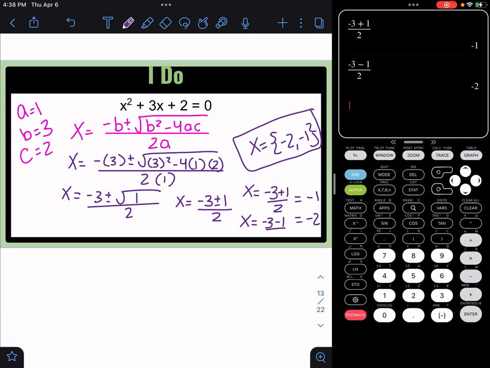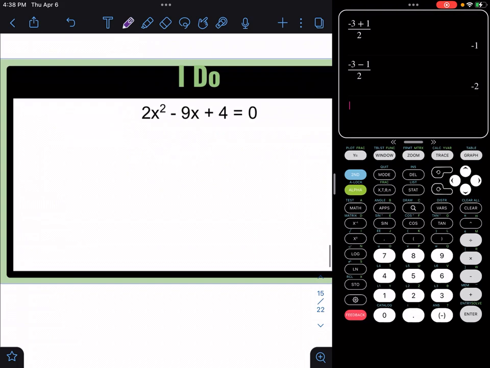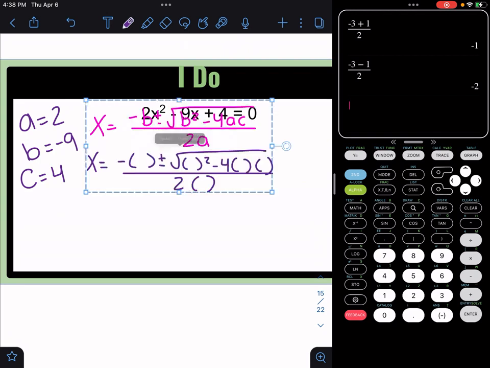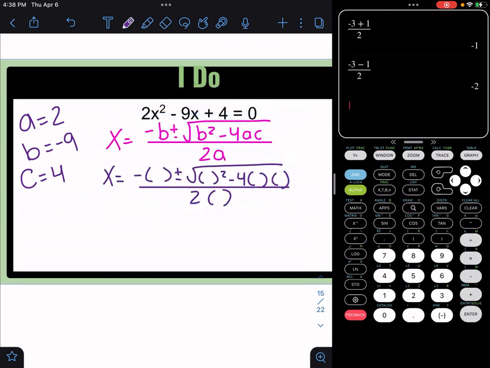Alright, let's try the next one. Already equal to 0, good, so A is 2, B is negative 9, and C is 4. So now the formula is right here, and I'm going to plug in what I know.